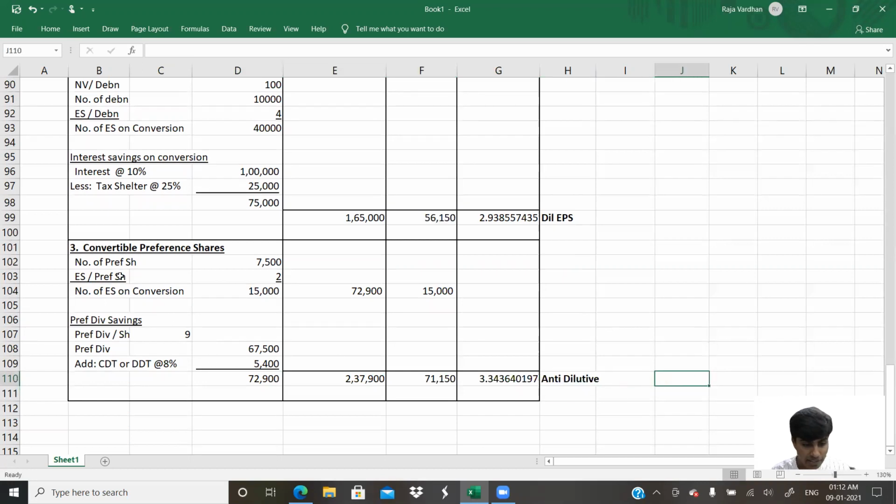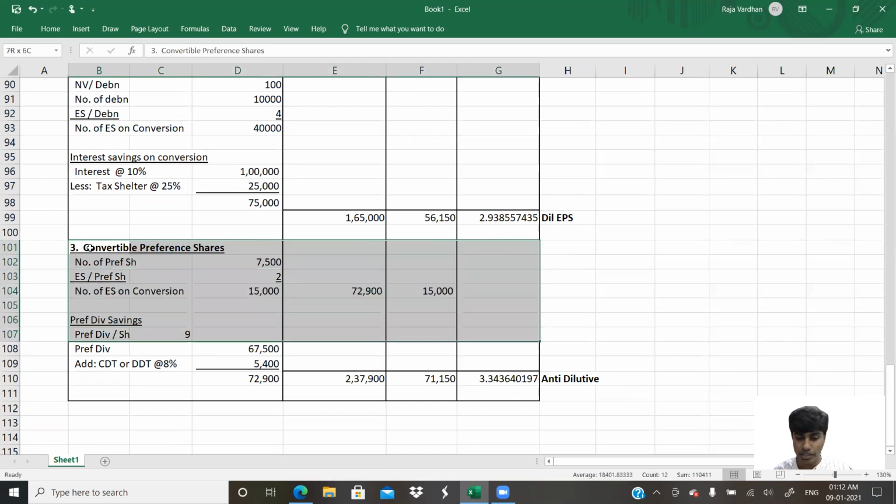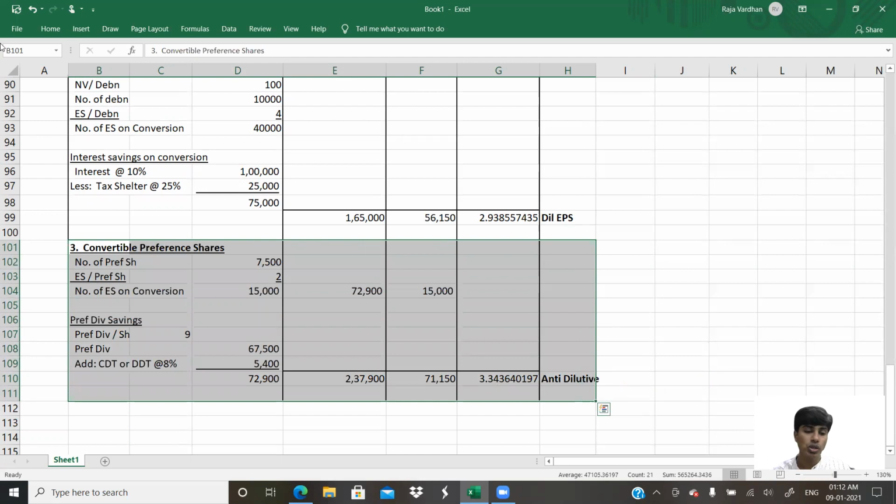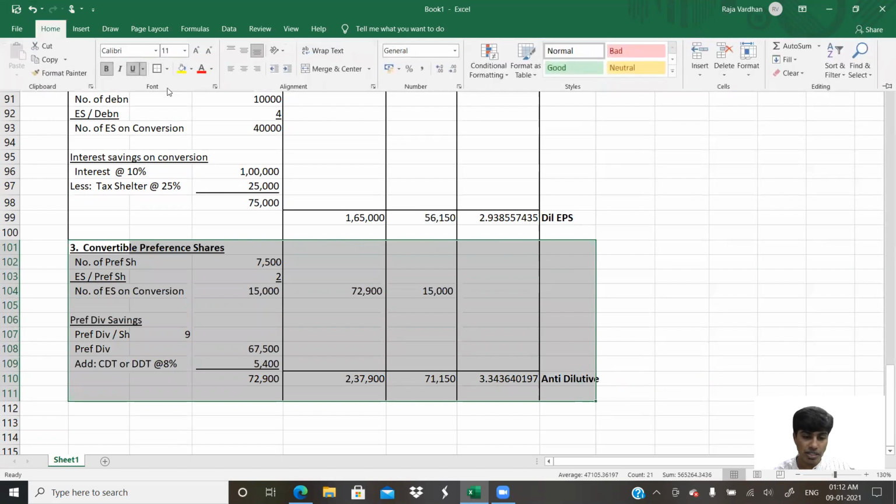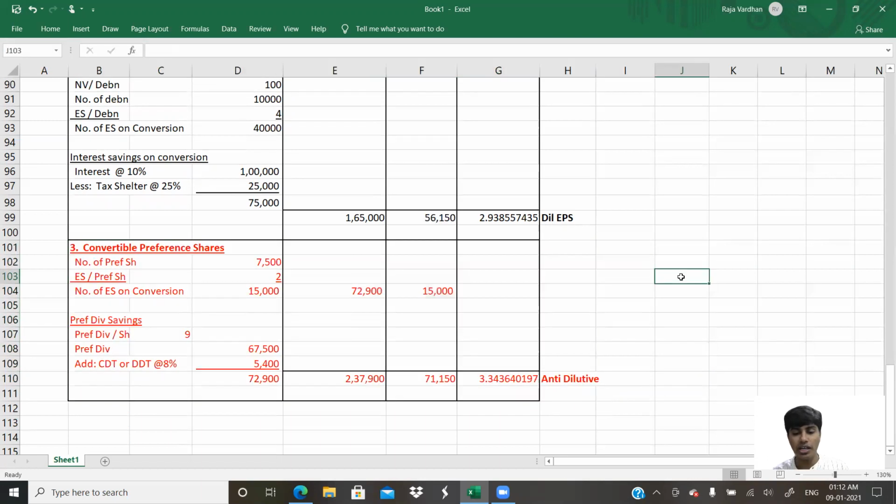So it is anti-dilutive. So the moment this is anti-dilutive, would we be considering this in computation of diluted EPS? The answer is no. Because it is anti-dilutive in nature, we would not be considering convertible preference shares in diluted EPS computation.